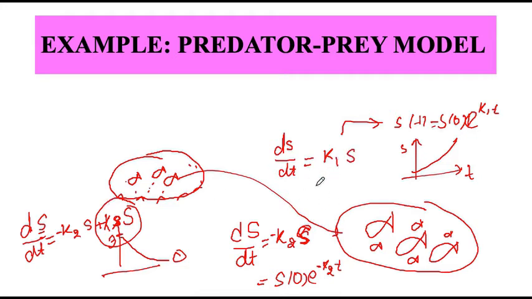Will this guy still grow exponentially? What will happen to ds by dt? Here we assume that they never die, so they have a lot of food to eat and therefore they keep on multiplying. Now this ds by dt, which was earlier k1 s, will now see some decrease, and the decrease is based on how many big fish come in contact with small fish. So it is minus with a constant of k4.